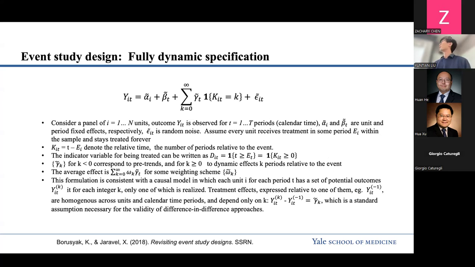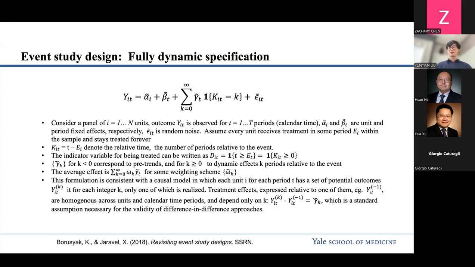Here's the formula for this specification. I would not go into detail, but I'll try to explain it in a minute or two. Consider a panel of I units. By units, it's actually just unique patients.